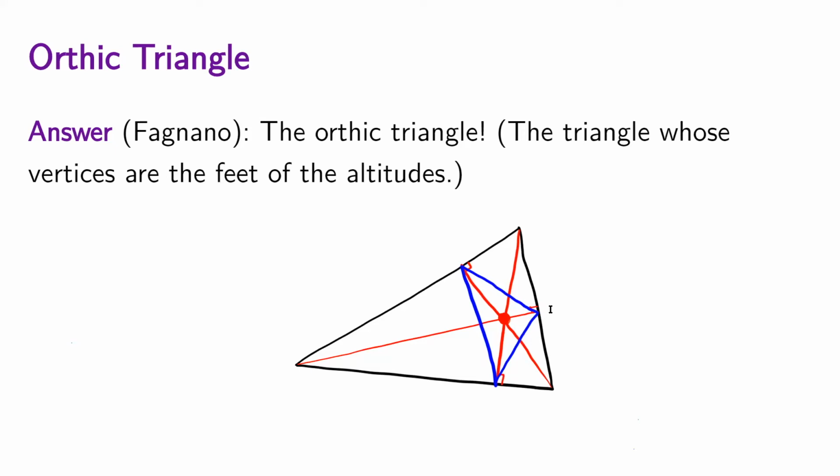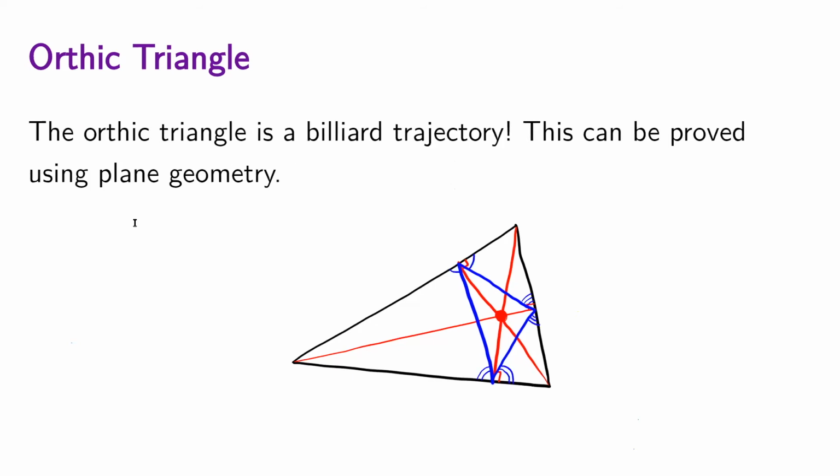So that's what Fagnano did. Why am I mentioning this? Well, maybe it's sort of obvious, but it turns out that the Orthic Triangle is a billiard trajectory. In other words, where the Orthic Triangle meets the sides of the original triangle, you have equal angles at all three of its vertices. So I've drawn these equal angle symbols at the three vertices of the blue triangle.